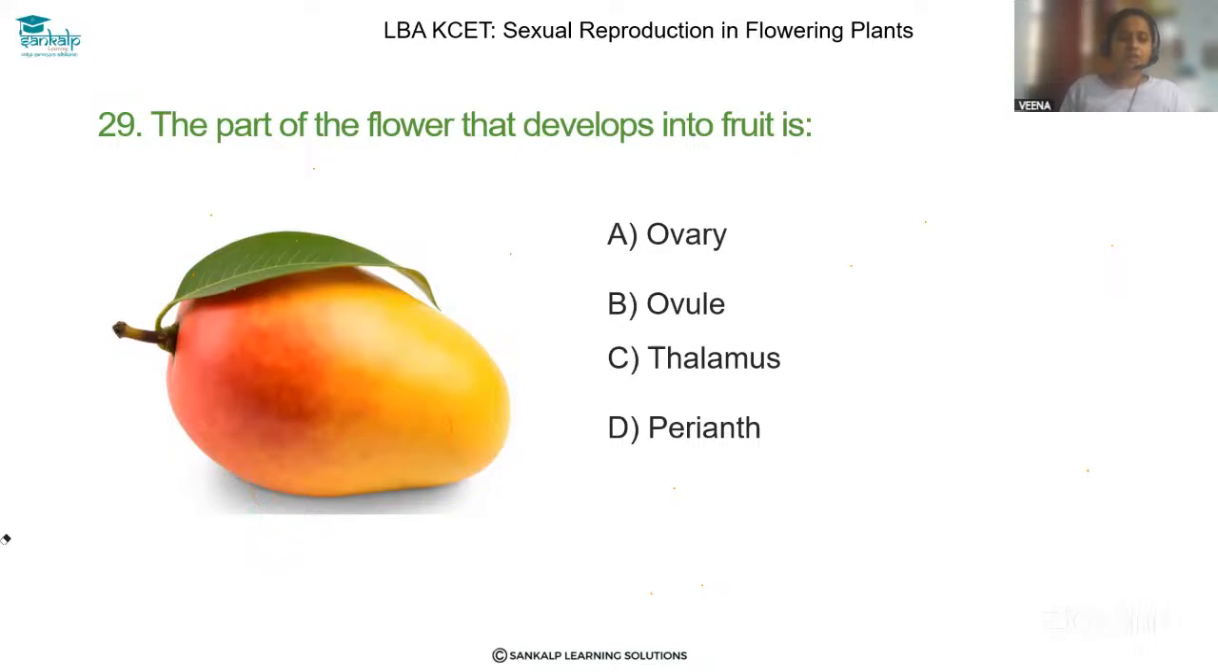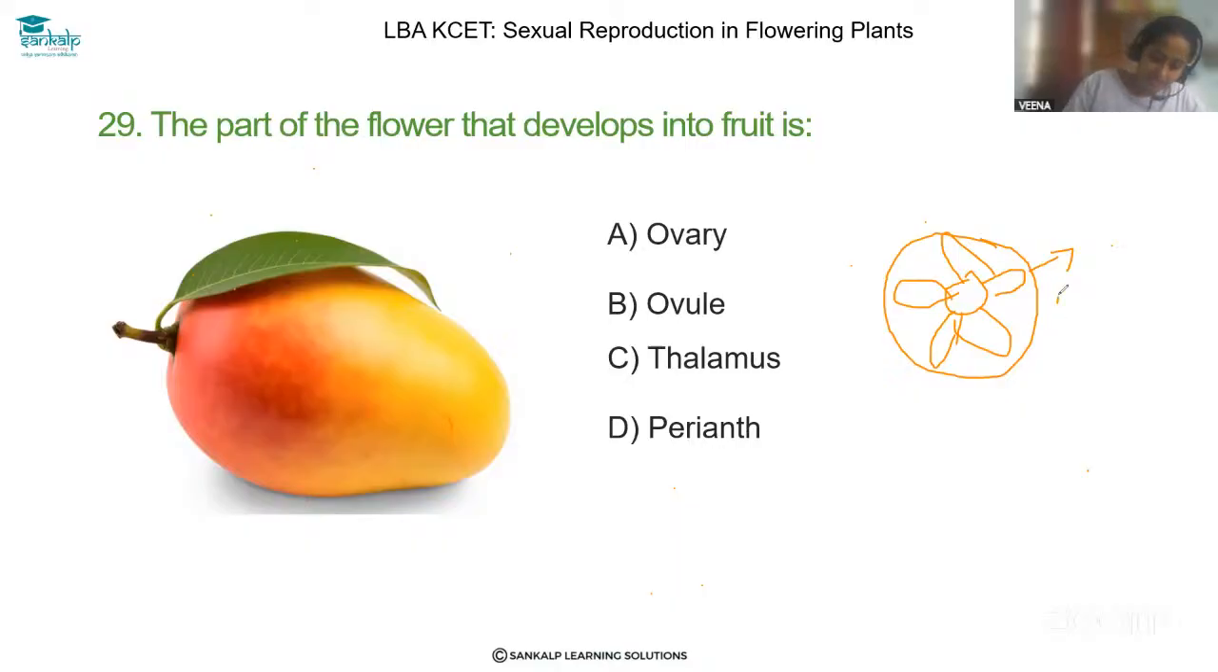Let's solve the 29th question. The part of the flower that develops into fruit is. Already you know that the ovary will be containing ovules inside like this, and the arrangement of these ovules inside the ovary, that is called placentation.